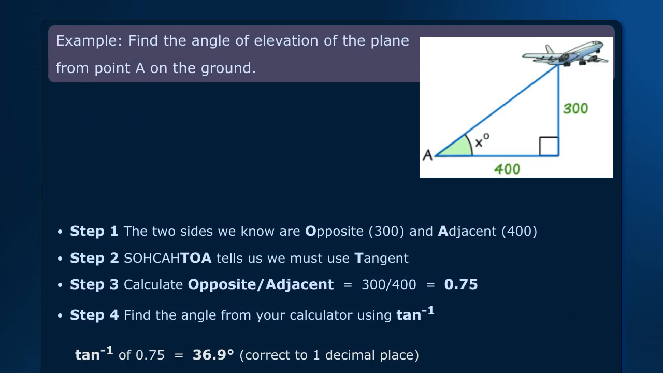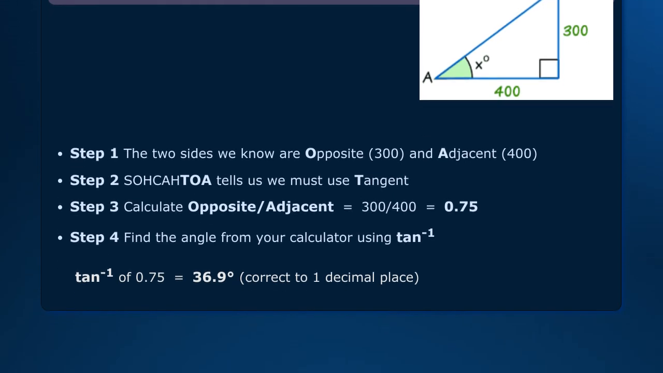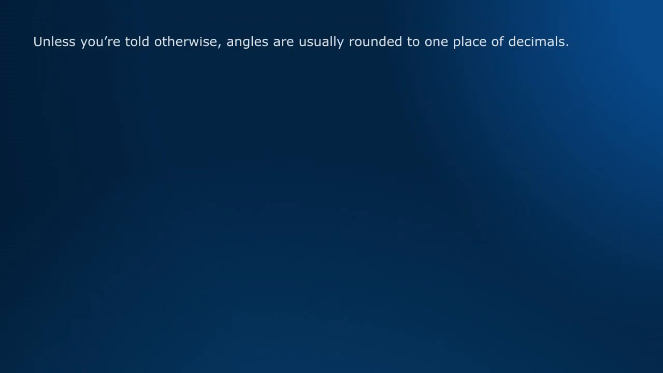Example, find the angle of elevation of the plane from point A on the ground. Step 1. The two sides we know are opposite and adjacent. Step 2. SOHCAHTOA tells us we must use tangent. Step 3. Calculate opposite divided by adjacent equals 300 divided by 400 equals 0.75. Step 4. Find the angle from your calculator using inverse tan. Inverse tan of 0.75 equals 36.9 degrees, correct to 1 decimal place. Unless you're told otherwise, angles are usually rounded to 1 place of decimals.